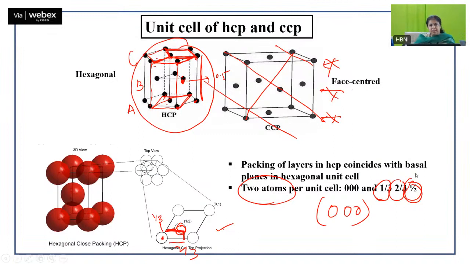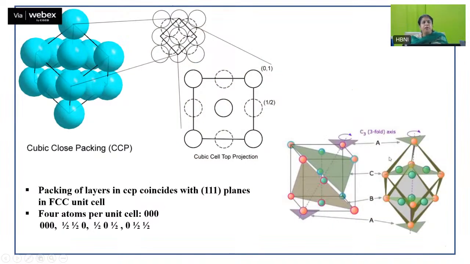So I hope it is clear. Hexagonal close packing is a little difficult to visualize when we assign the coordinates. It will become even more difficult when I ask you to visualize an octahedral hole. But together, we'll be able to do that. Okay.